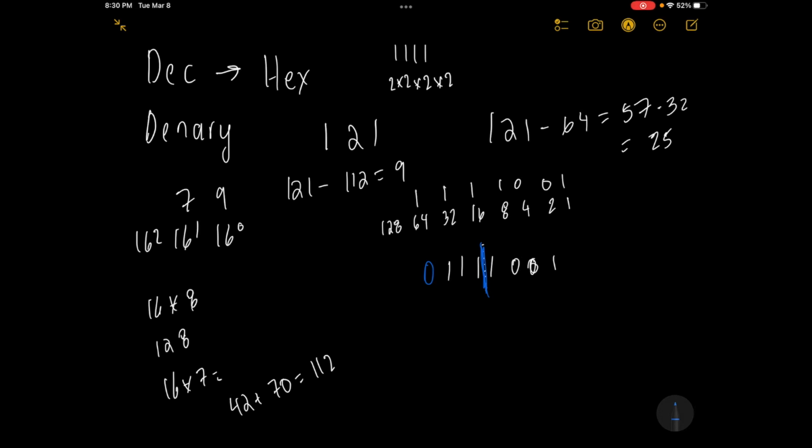And then once we've divided it into these groups of 4, we can convert each group to decimal. So this right here would just be 9 in decimal. And this right here would be 1 plus 2 plus 4, so it's 7 in decimal. That means we get 79 again, and 121 in decimal equals 79 in hex.